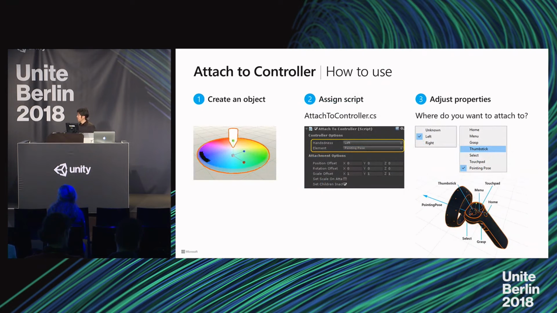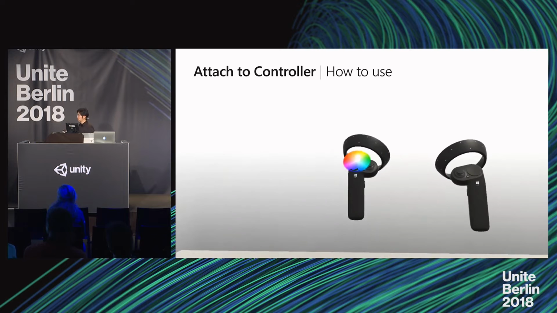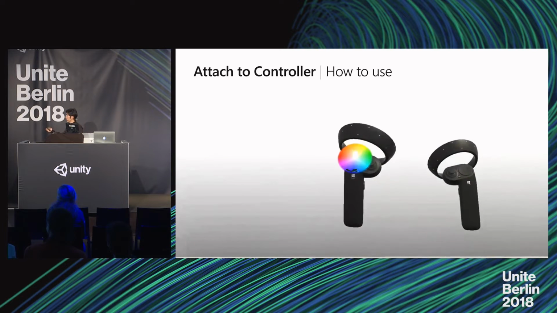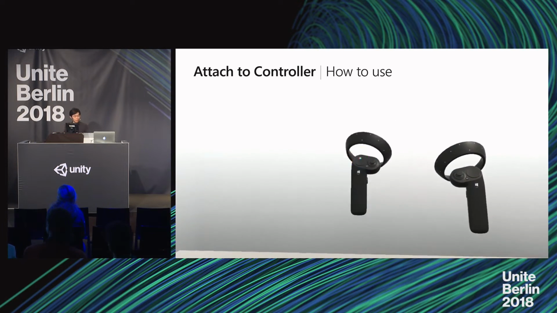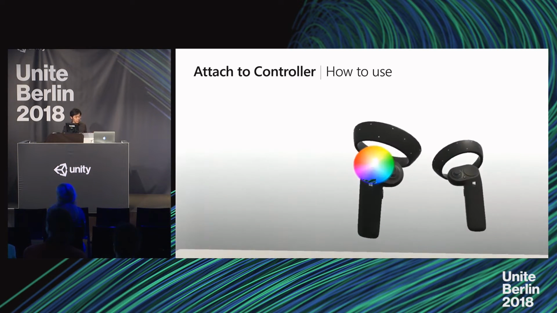It's quite easy to use. On any object, just assign this attached controller script. Then you're going to get these options such as handedness and the elements. You can specify the controller, left or right. And also you can specify the elements of the controller, like the select button or touchpad, the pointing pose. This way you can easily attach this kind of UI to a specific part of the controller. In this example, I attached this color wheel UI to the touchpad, and I'm leveraging this axis value to select the color.